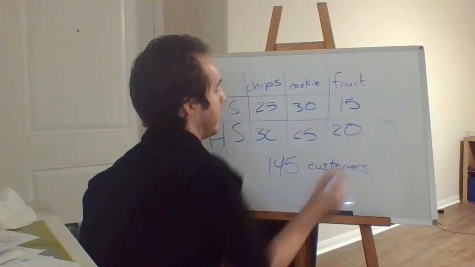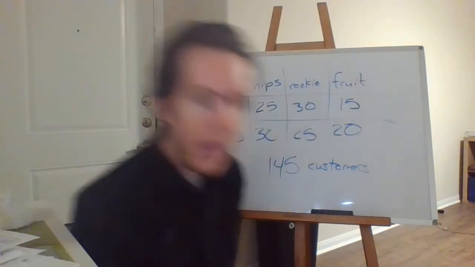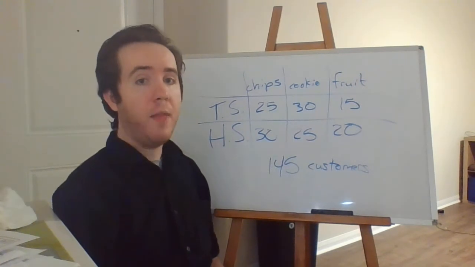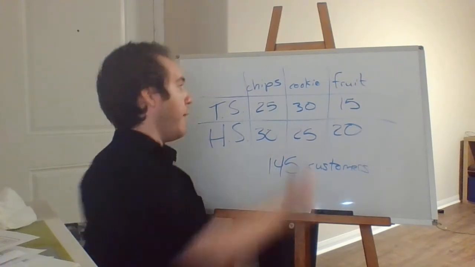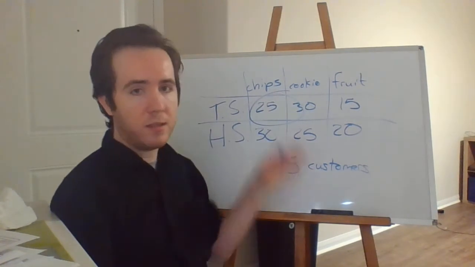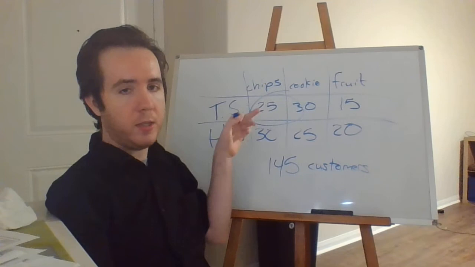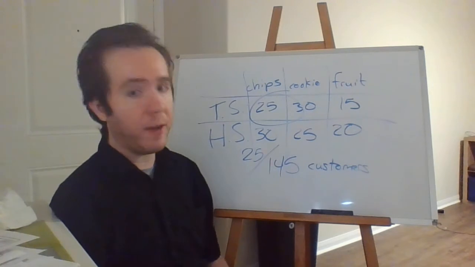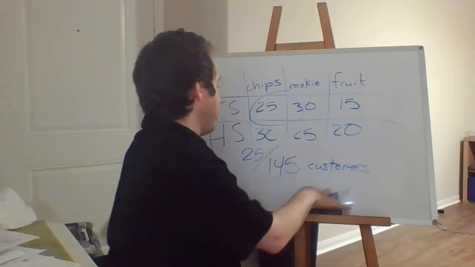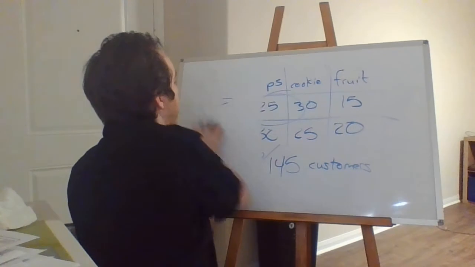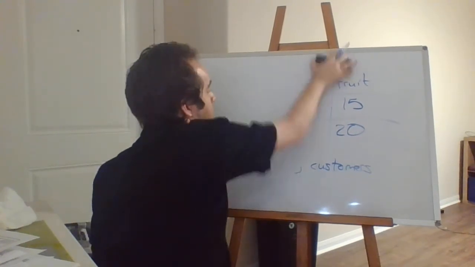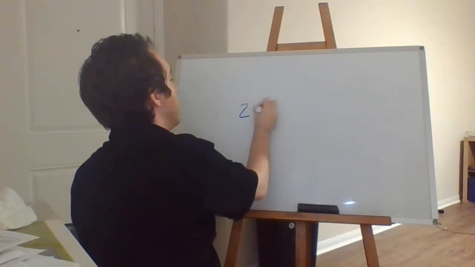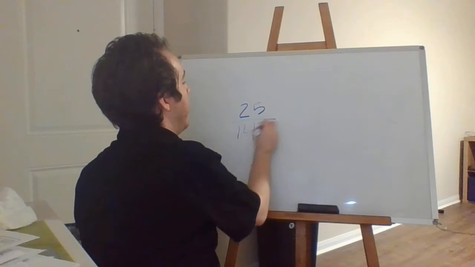And we want to know, out of those customers, if the same patterns are consistent, what is the likelihood the next order will be the turkey sandwich with chips? So that's the turkey sandwich with chips, which is 25 people. So your likelihood will be 25 out of 145. Now we're going to take that fraction and simplify it. So 25 out of 145.